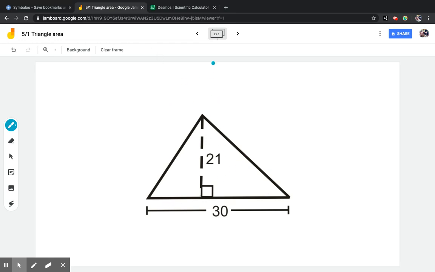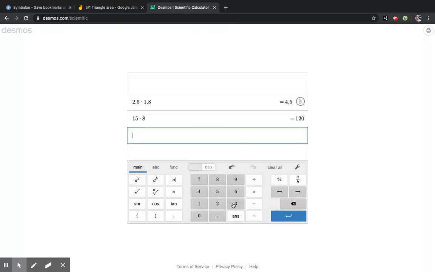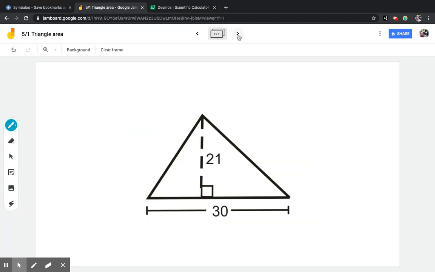So 30 times 21, let's use a fancy calculator. And we have 630 something squared. We don't know what it is.